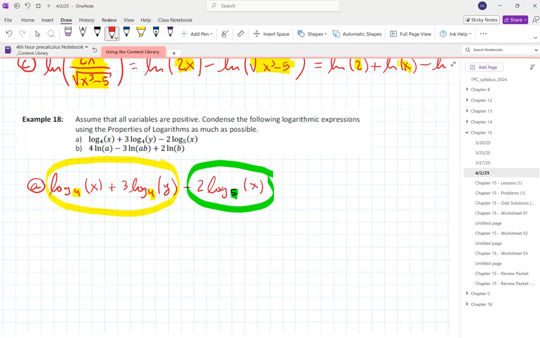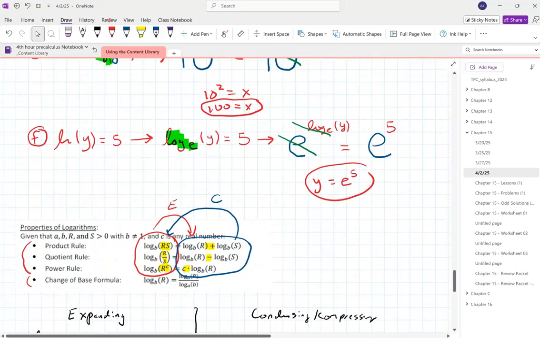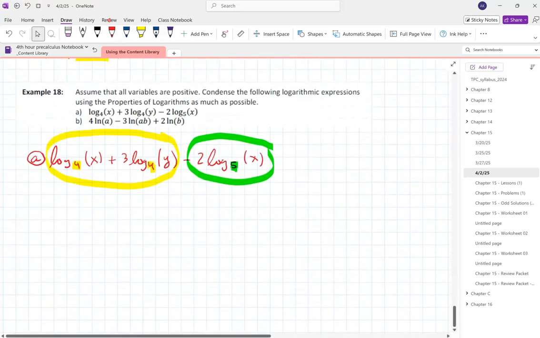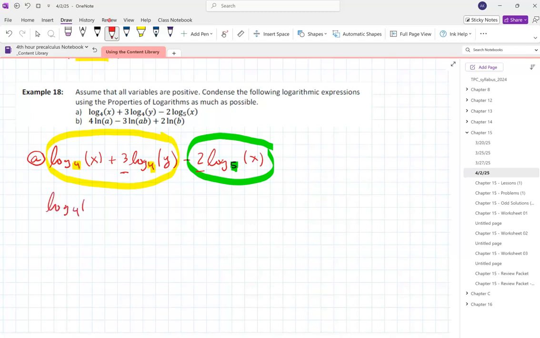All right. So the first step in condensing, the order that I'm going to look for things is reverse. So I'm going to start with power and then product and then quotient. Because we're going the opposite direction, we're looking on the left-hand side. So I'm looking for a coefficient in front of my logarithm. That's my cue for the power property. So I see 2 power properties, right? The power property allows me to move that coefficient to an exponent inside the logarithm.